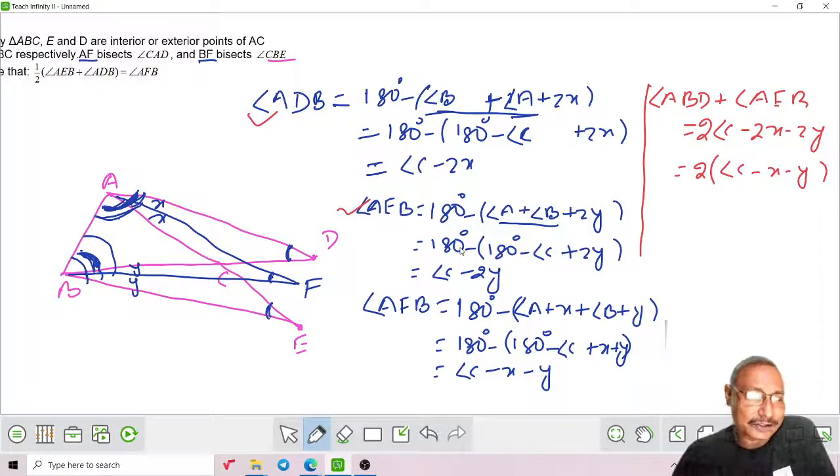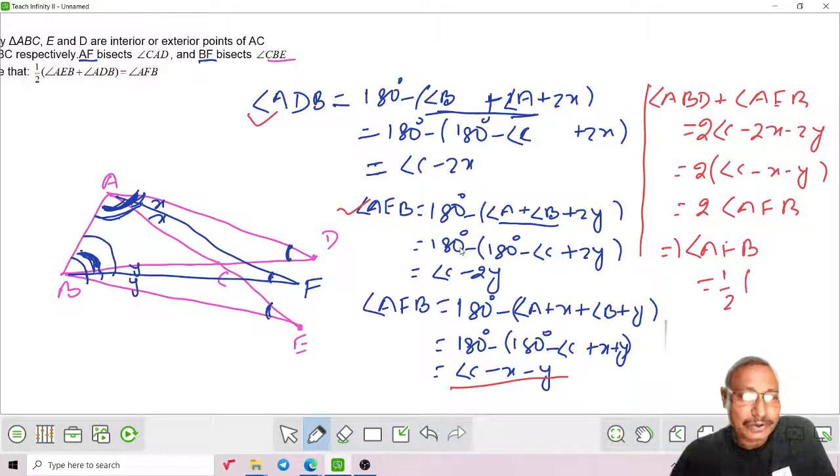Clearly this is equal to this angle. So this is equal to 2 times the angle AFB, and now we can conclude that angle AFB is equal to half of the sum of these two, ADB and AEB.